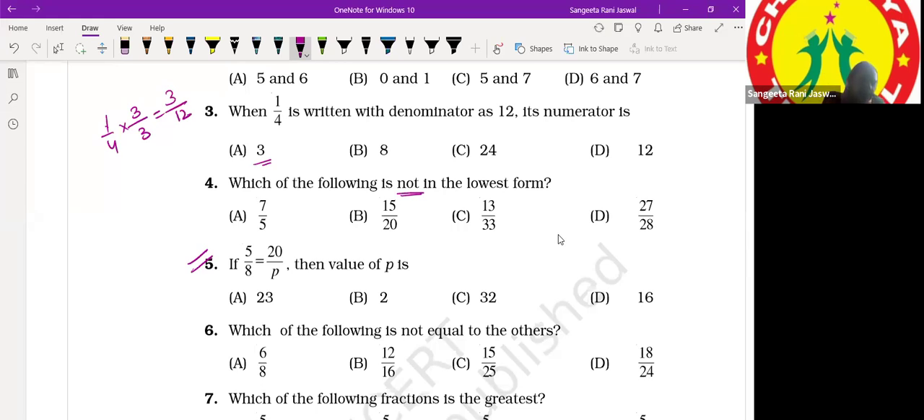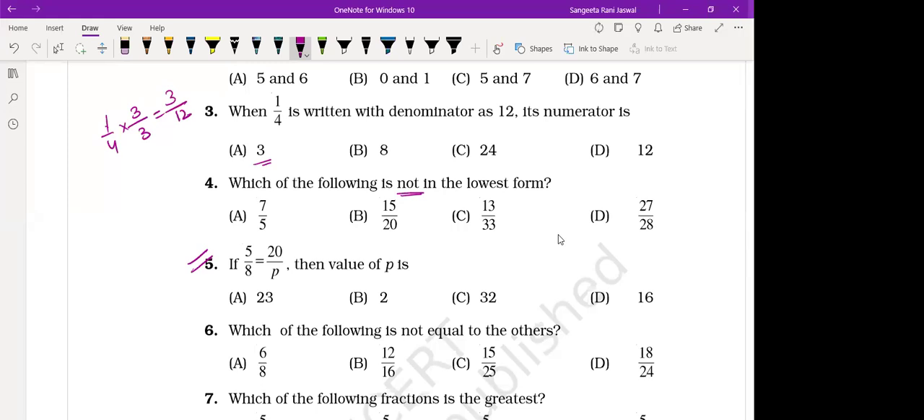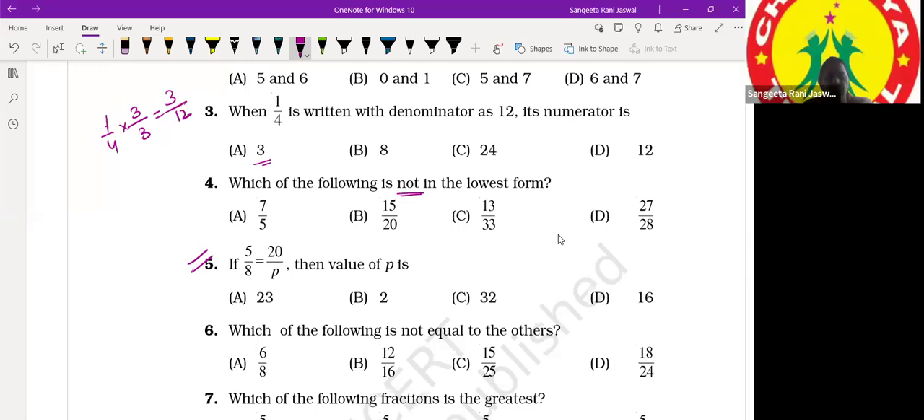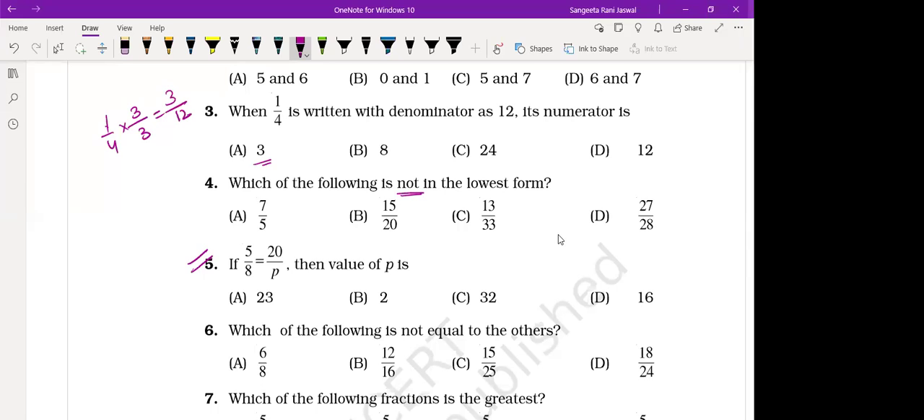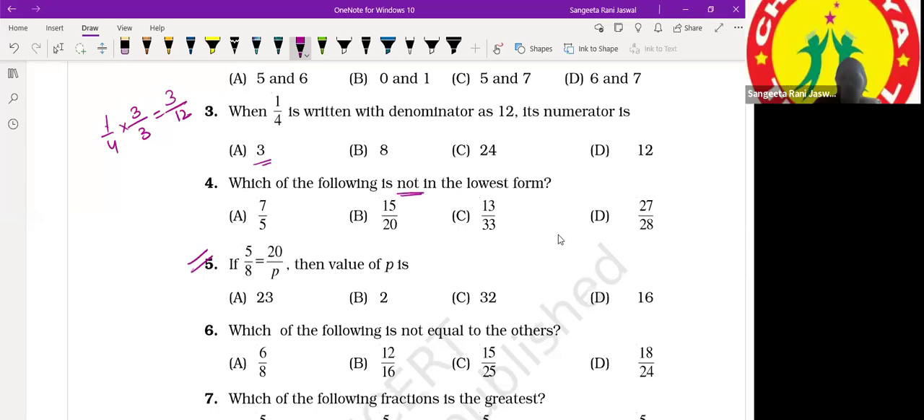Yes, Neha, you tell me. Ma'am, 1 minute, I'm doing it. Ma'am, the fifth one, right? Yes, beta, the fifth one. Ma'am, it's C, 32. It's 32. Okay.